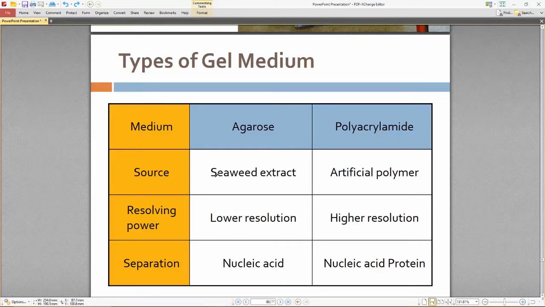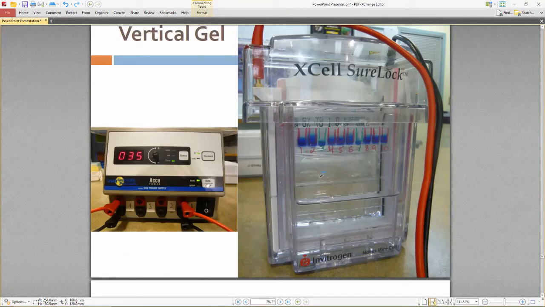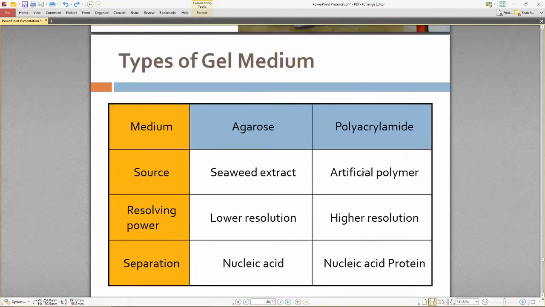So what I mean is that agarose, which is seaweed extract, has a lower resolution than polyacrylamide. So if you had DNA of very small increments in base pair sizes. The way that we would basically say that one DNA fragment is larger than another is the number of base pairs long it is. Agarose's lower resolution means that when you have DNA fragments that are closer in length to each other, its ability to show them as separate from each other in this gel electrophoresis is going to be lower than polyacrylamide's.